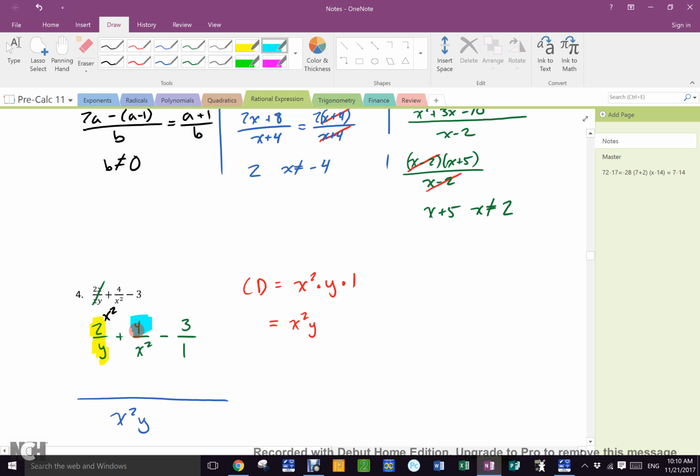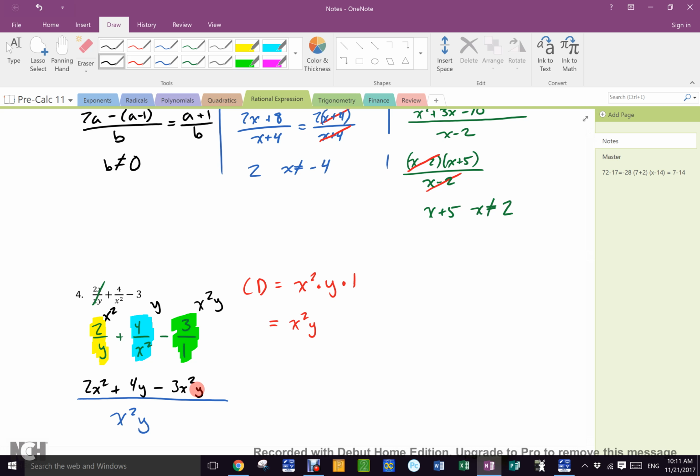What does this guy have? He's got the x squared. So what does he need? The y. What does this guy have? Neither. So what does he need? x squared y. Everybody cool? Great. So what is 2 times x squared? 2x squared. Plus, what's 4 times y? 4y. Minus, what's that? 3x squared y. And I'm done.